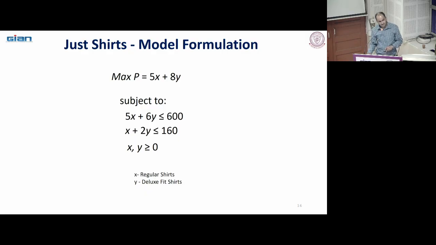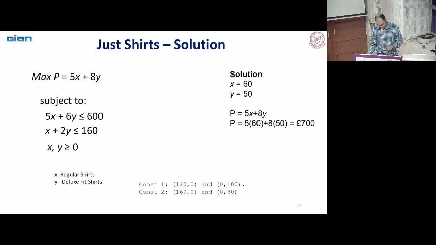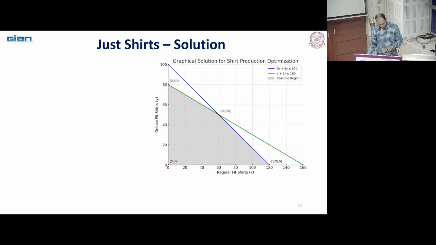Okay. What about the second line? Good. Okay, good one. So these are your coordinates. Am I right? Okay. So the blue line shows your cotton constraint. The green line shows your labor constraint, and they are intersecting at the point 60 comma 50.